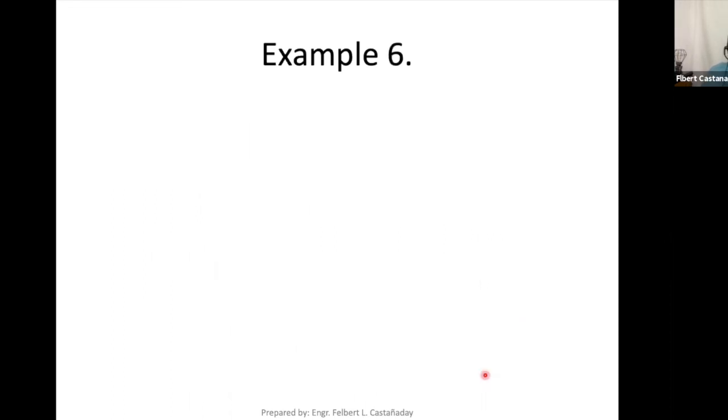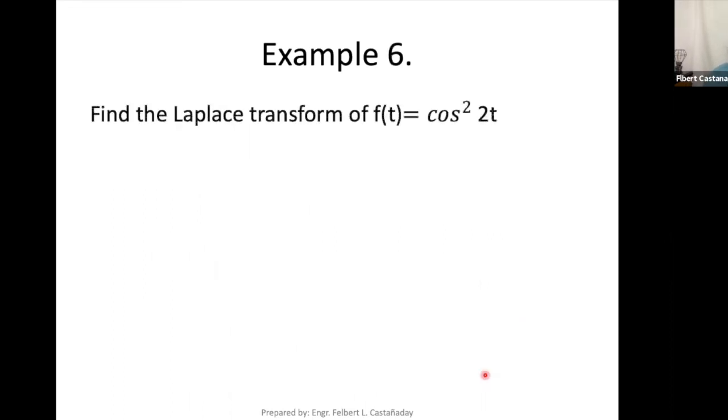Okay, finally, we have example number 6. Find the Laplace transform of cosine squared 2t. As you know, it has a power. There's no direct formula for finding the Laplace of this trigonometric function. Again, we cannot apply the linearity property in this form, by getting the Laplace transform of cosine 2t and then multiplying it twice. It's not allowed. You cannot multiply the transforms of these cosines.